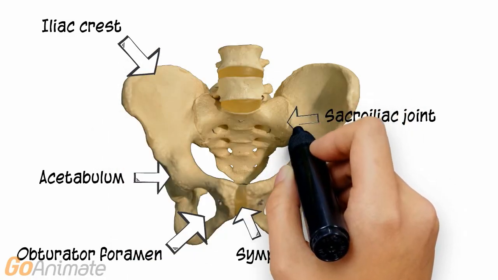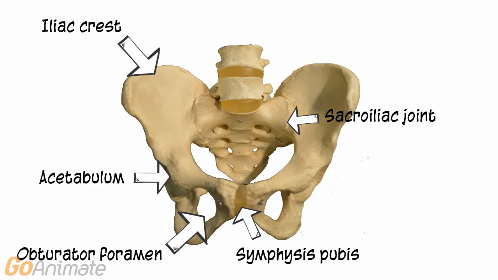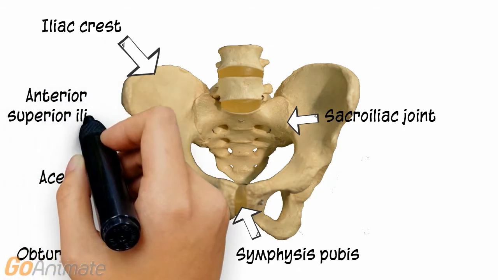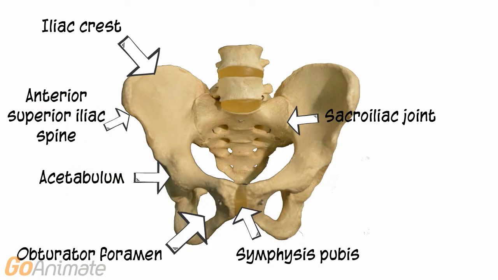The socket portion of the hip joint is called the acetabulum. This space between the ischium and pubis is called the obturator foramen. The symphysis pubis is a fibrocartilage disc that connects the right and left pubic bones. The connection between the sacrum and ilium is called the sacroiliac joint.